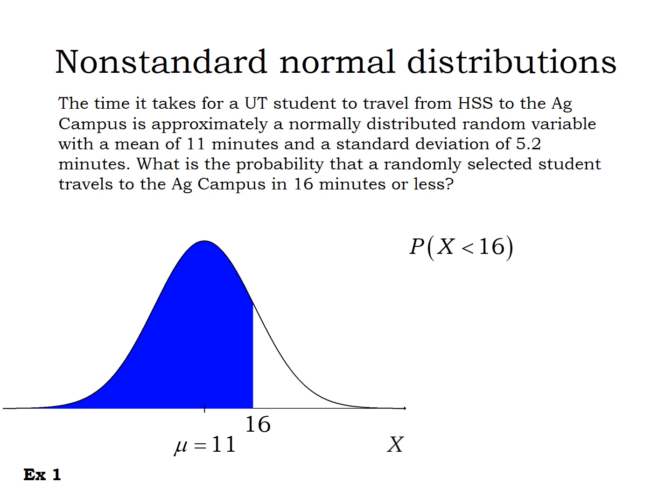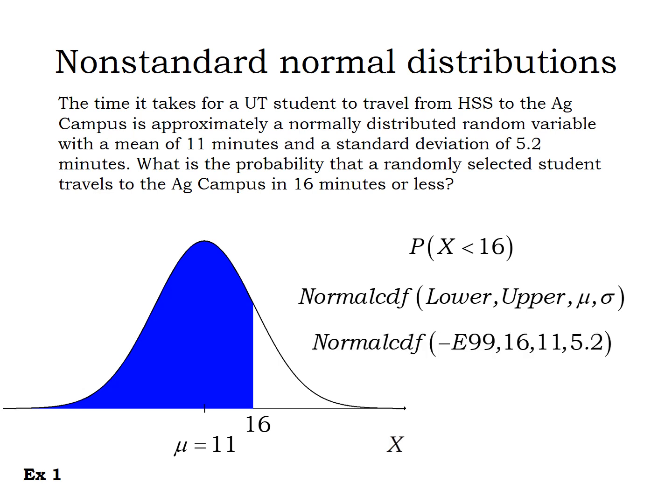So the probability that x is less than 16, the time to the Ag campus is less than 16 minutes. We found using the normal CDF, we've got to put our lower and upper limits in, our mean and our standard deviation. So we're going to go from negative infinity up to 16 minutes, put in our mean and standard deviation of 11 and 5.2 respectively. And we end up with a 0.832 probability that a randomly selected student will take 16 minutes or less to get from HSS to the Ag campus.